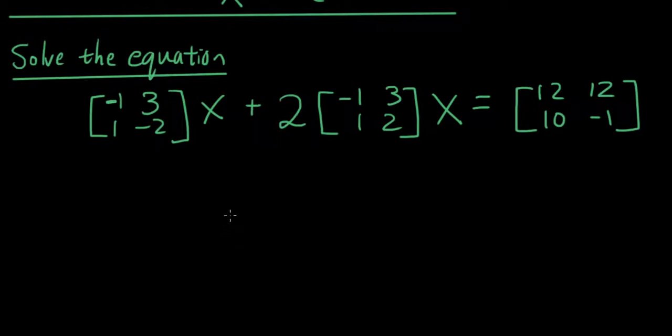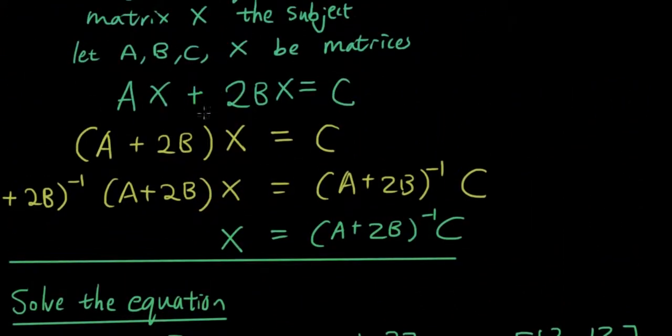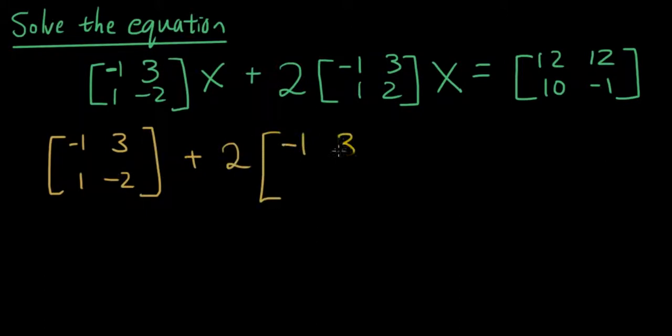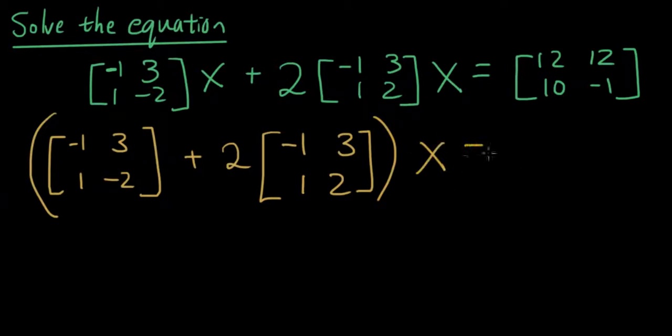Okay, so what are we going to do? Well, we have to use the distributive law, just like we did over here. We factorized it by putting x and the 2b out at the front. So I'm going to do the same thing here. So I'm going to put [-1, 3, 1, -2] plus 2 [-1, 3, 1, 2] at the front, times x is equal to, and I just copy down the right hand side again.